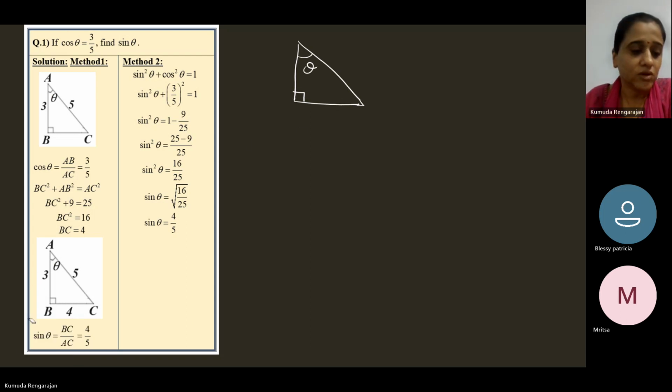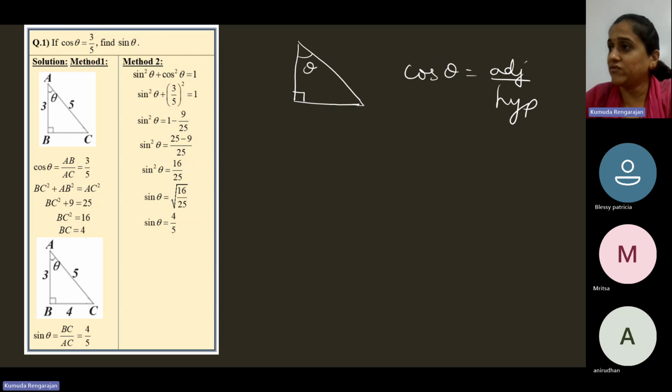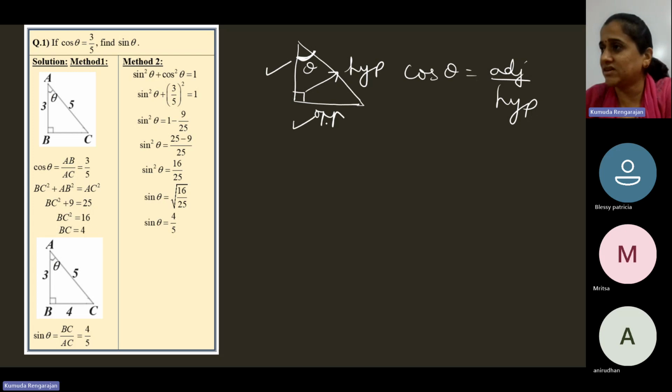Now, what is given? Cos theta. What is cos theta? Adjacent by hypotenuse. Cos theta is equal to adjacent by hypotenuse, and that is 3/5. This is the hypotenuse, because it's opposite to the right angle. So we have to decide between these two sides which is the opposite side for the angle and which is the adjacent side for the angle.